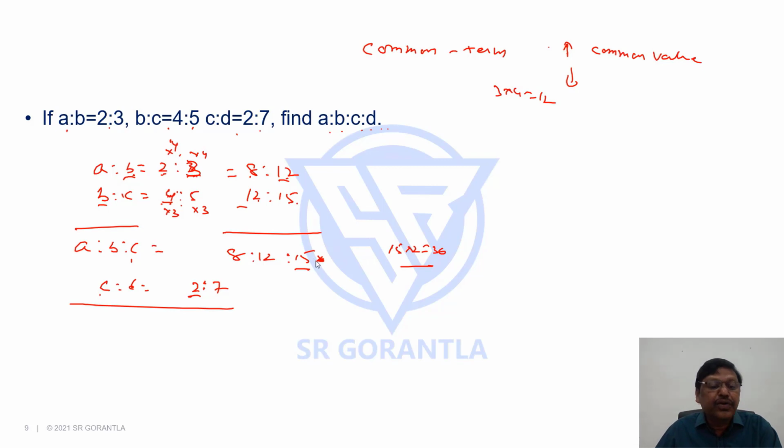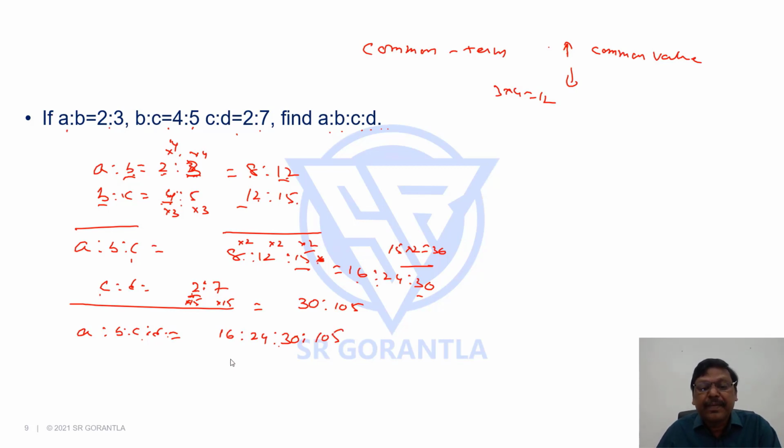How do you get 30? By multiplying with 2. But you have to multiply all the terms with 2. And here you have to make it 30, which means you have to multiply with 15, both the terms. So, it will be 16 is to 24 is to 30. Here, if I multiply with 15, it will be 30 is to 105. So, now if I write A is to B is to C is to D: when C is 30, A and B are 16 and 24. And when C is 30, D is 105. Right? So, this is how we combine the ratios.